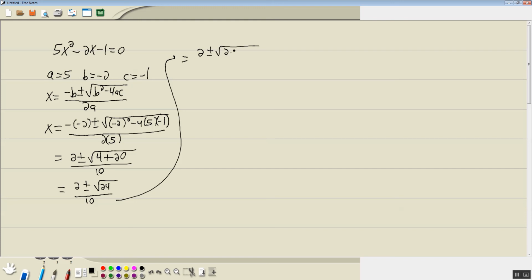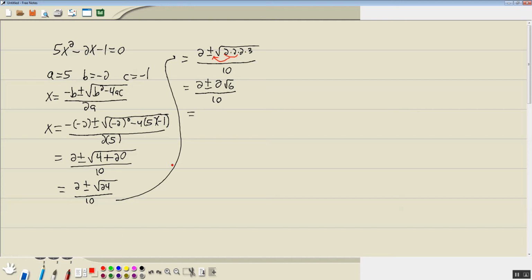24 is 2 times 4, or 8 times 3, over 10. Remember with square roots, we're looking for a pair of something. Here's a pair of 2s, so this pair of 2s is going to come out in front as a single 2. And we're left with 2 times 3 inside, which is 6, all over 10.